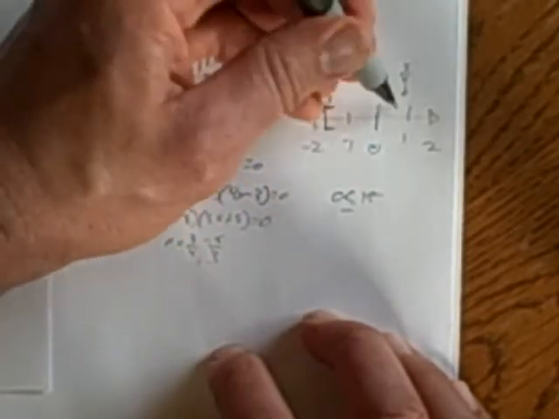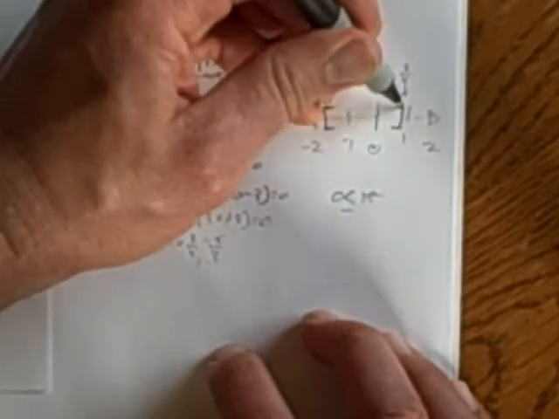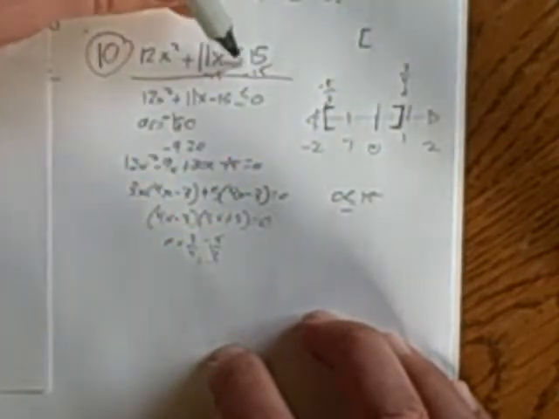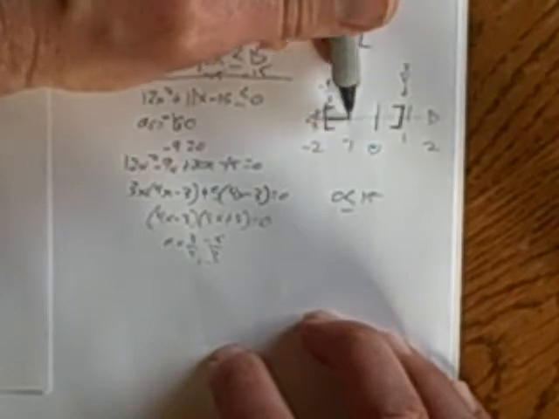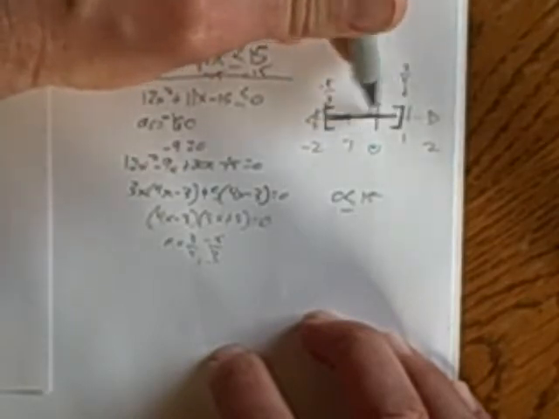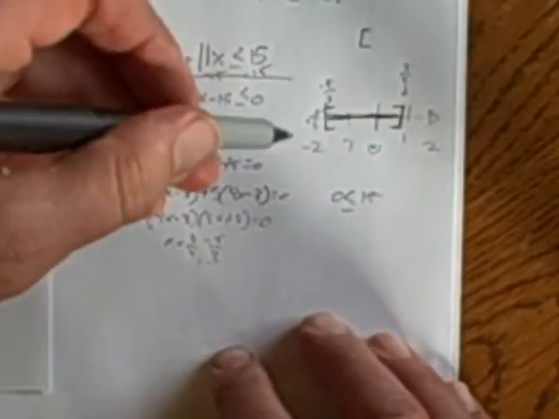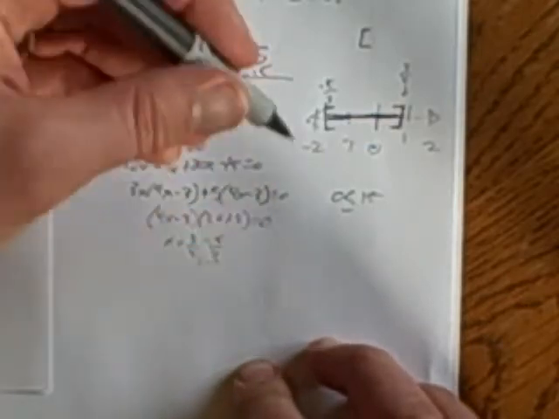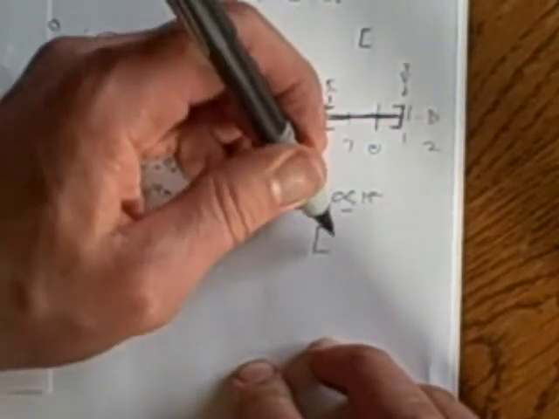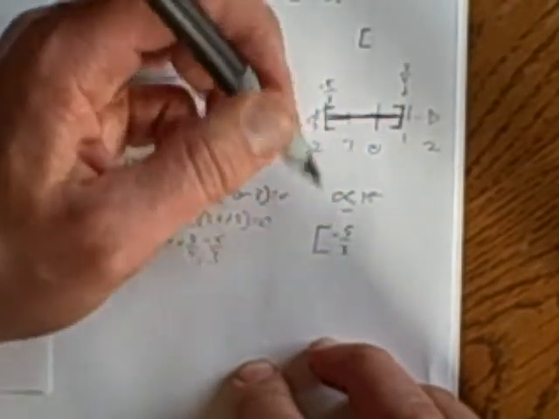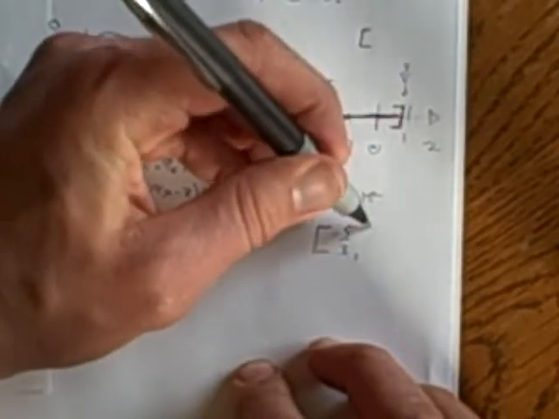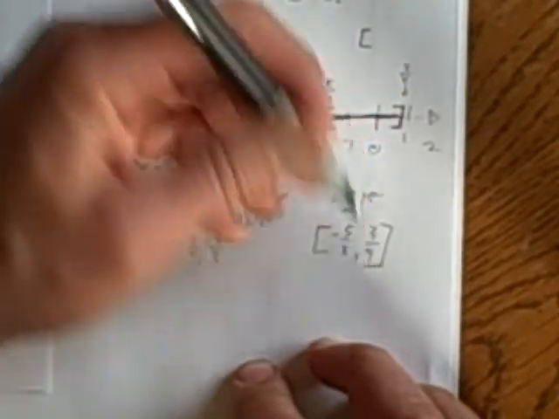So my picture is going to use those brackets because it's equal to. The boundaries are part of the solution. And the middle part is the part that's colored in. There's the picture of it. If I wanted to write it in that notation that your book is so fond of, it goes from negative 5/3 up to 3/4 inclusive.